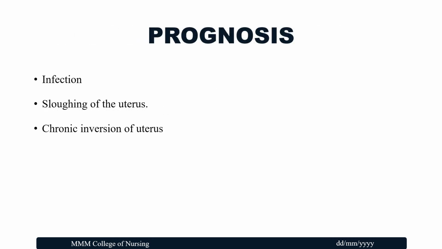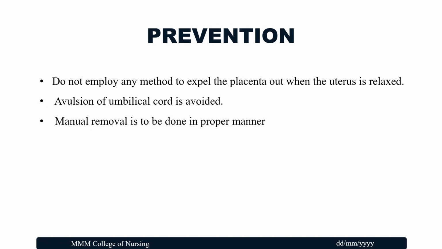The prognosis includes infection, sloughing of the uterus, and chronic inversion of the uterus. What are the preventive measures for subinvolution? Do not employ any method to expel the placenta when the uterus is relaxed. So the third stage is very important here. Then avulsion of the umbilical cord is to be avoided, and we have to do the manual removal only in a proper manner. Otherwise, subinvolution will happen to the mother.